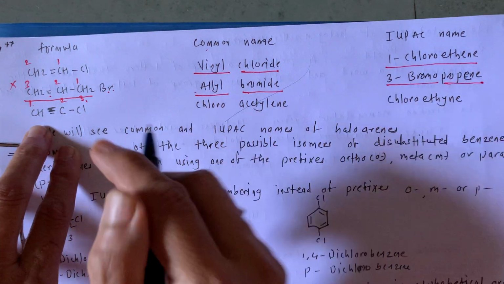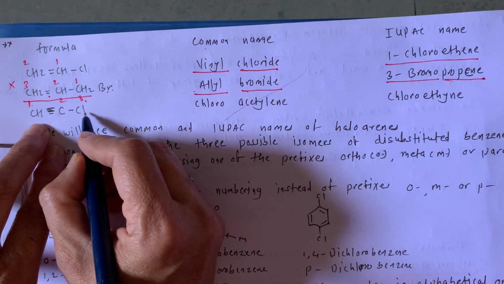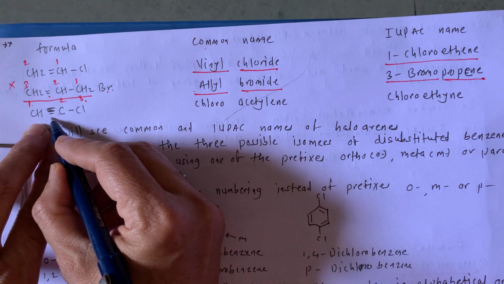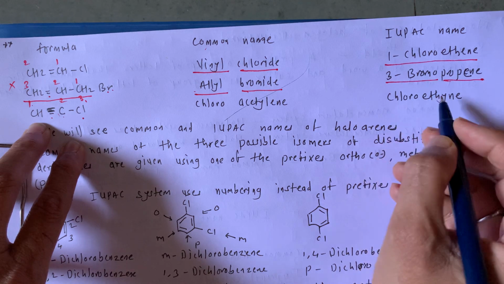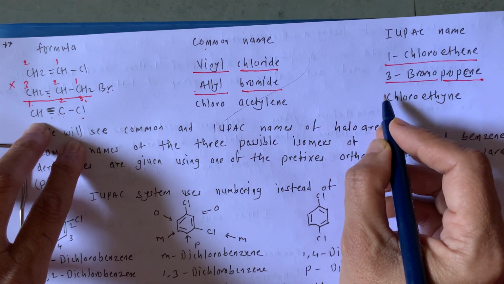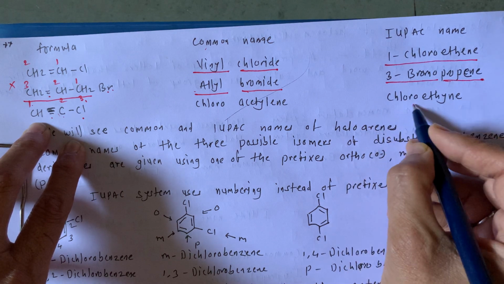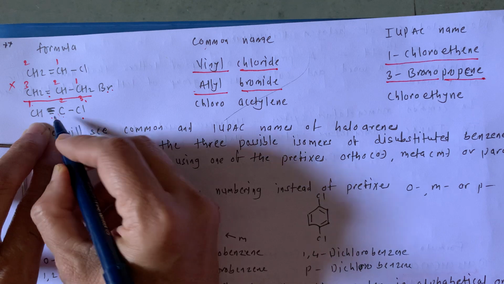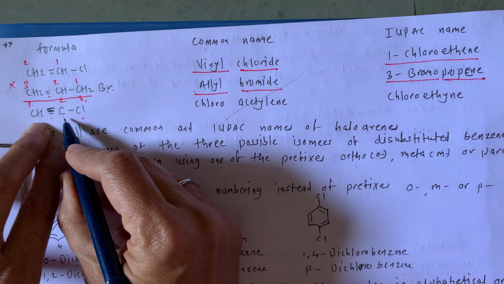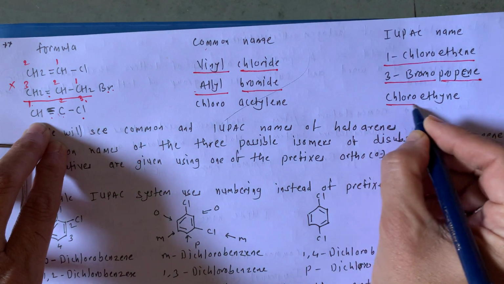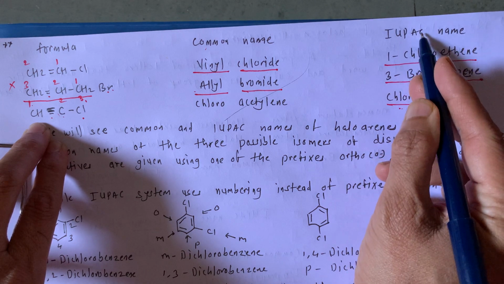Clear? Next one is CH triple bond C, and one chlorine is there. On the first carbon there is a triple bond, and on the first carbon there is chlorine, so there is no ambiguity to write the number. Everywhere there is a 1, so if you do not write number 1, still it is okay. This is a triple bond and 2 carbons, that is ethyne. So the parent hydrocarbon is ethyne, and this is chloroethyne, with chloro as a prefix in the IUPAC name.